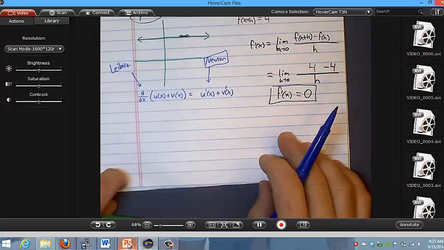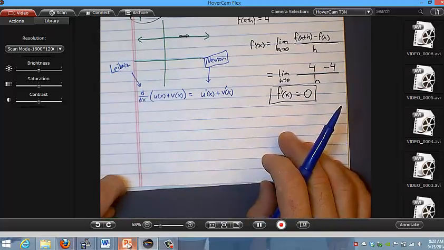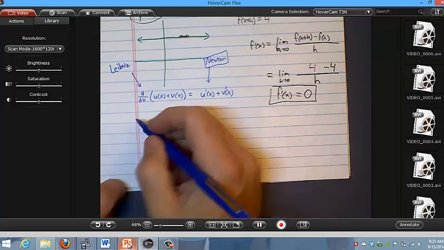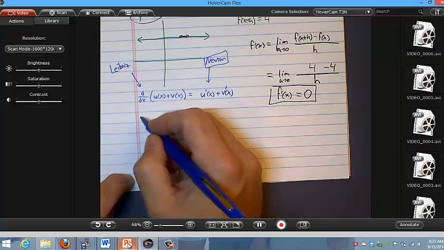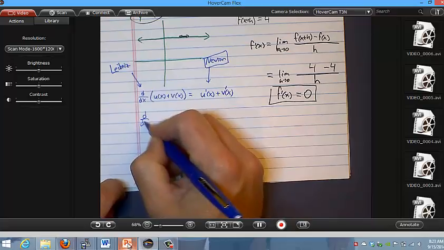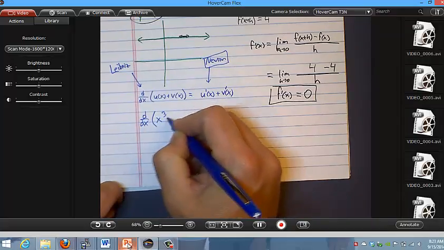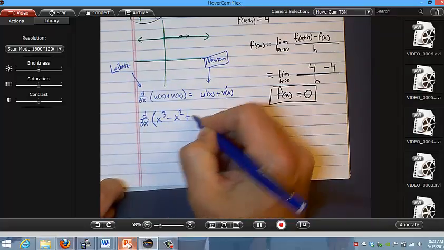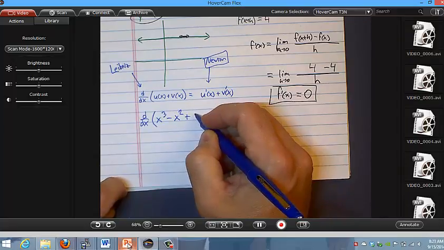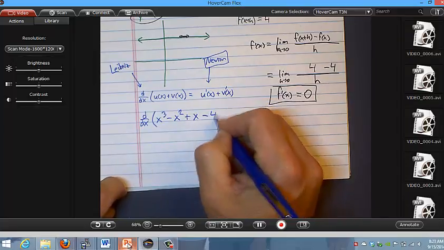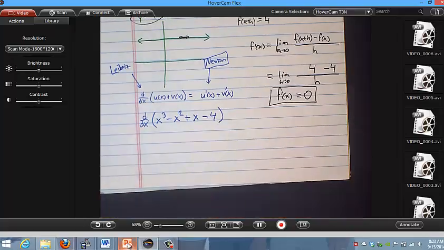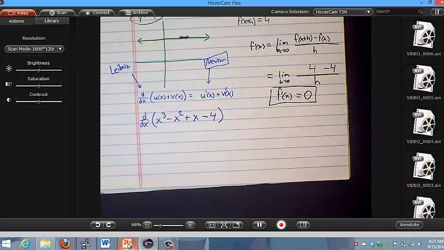But now, that means I can find the derivative of lots of other things. So I could find, for example, the derivative of x cubed minus x squared plus x minus 4. Let's see if you could find the derivative of that polynomial.